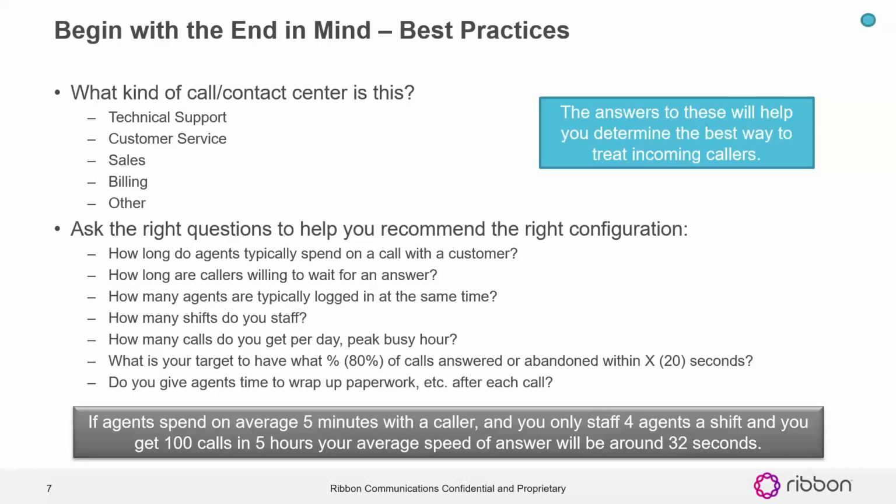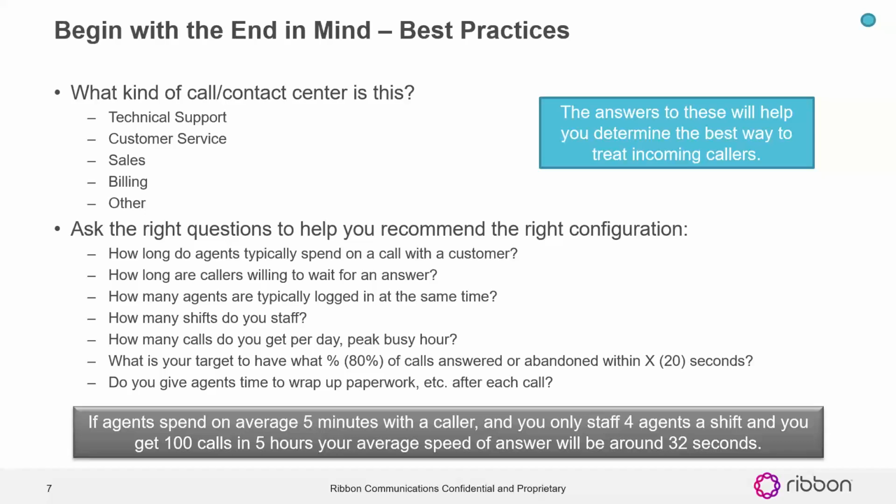And what is your target percentage of calls to either have answered or abandoned? This is usually your service level. And a lot of times people want 80% on average. I want all my calls to be answered or abandoned, meaning they gave up, within 20 seconds. So you decide what that is. And then do you want to give other things like wrap up time, give them time to finish paperwork and stuff like that? So a lot of those will help you decide the best ways to configure this.